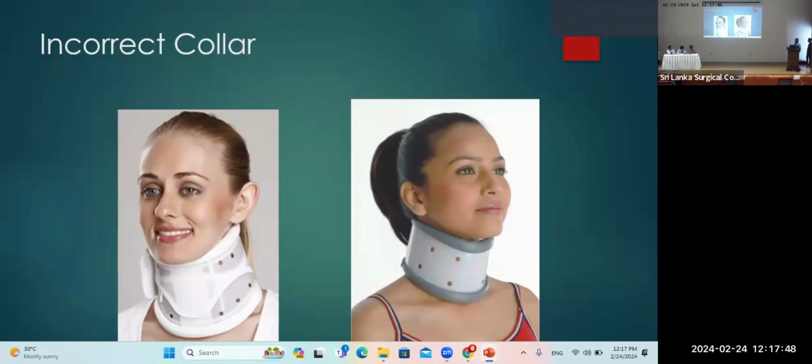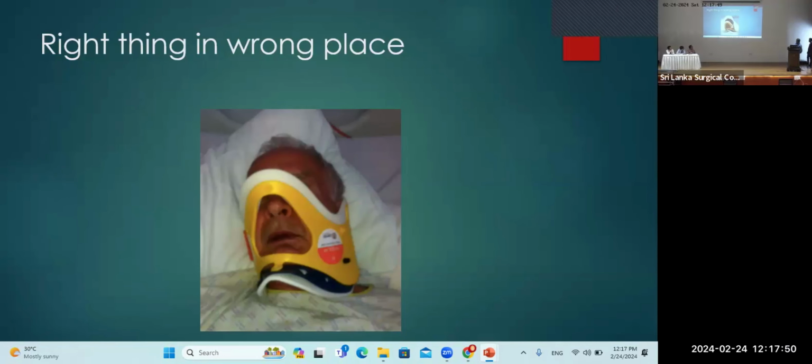And this is the other thing: the right thing in the wrong place. I don't know for what purpose. You should not do that. We have seen this many times on the ward, where the collar is like this.